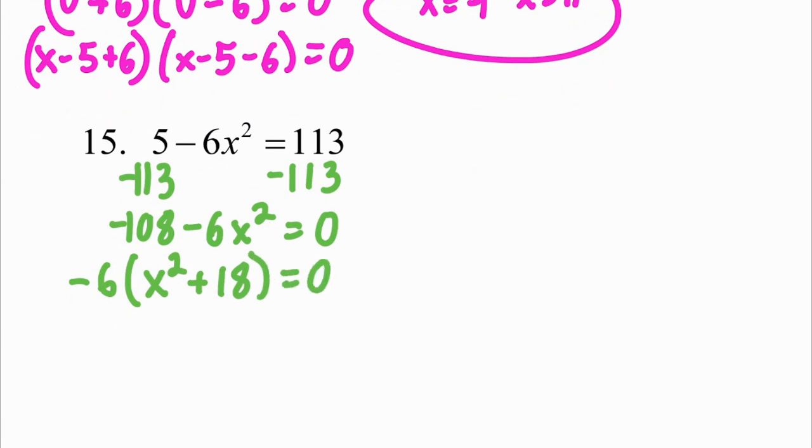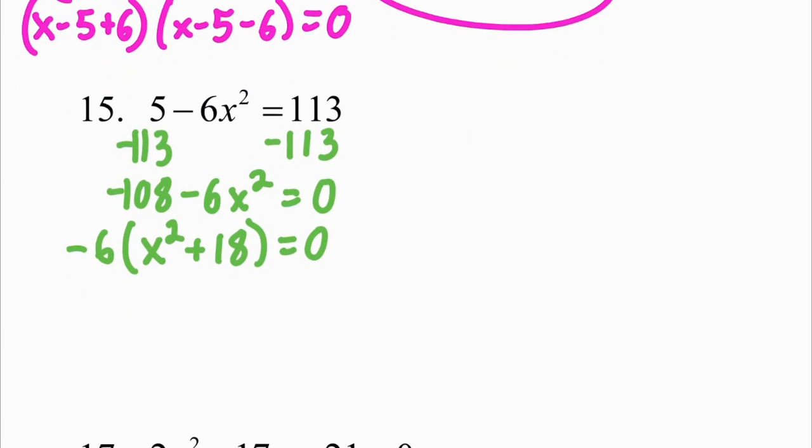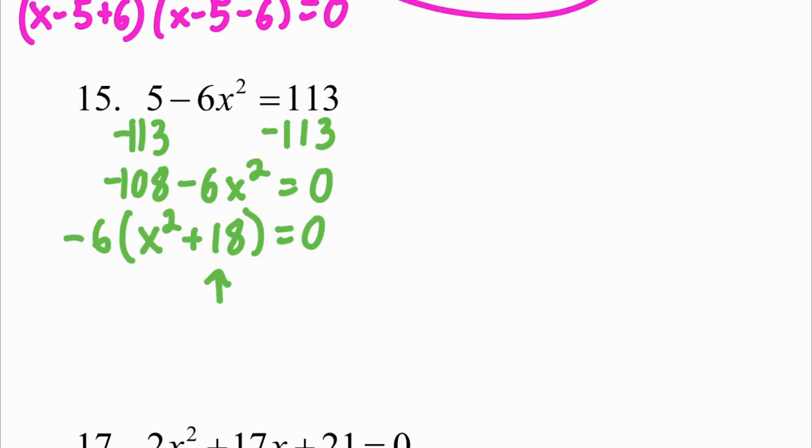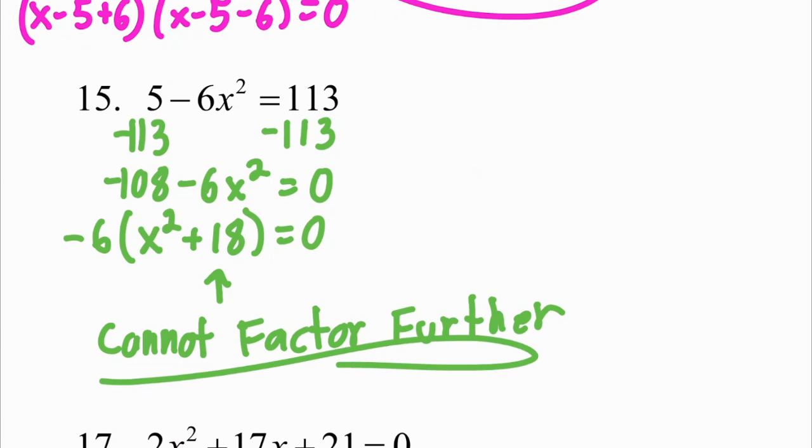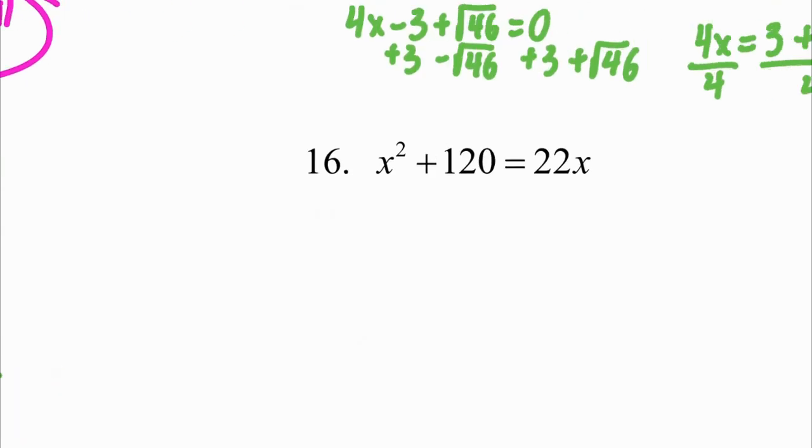Now the problem with this is, again, I can't factor this further. This is not a difference of squares, and so therefore it cannot factor further. There's nothing more I can do here, and that's okay. This actually gives imaginary solutions, and we'll talk about that eventually, but just not today. Alrighty.